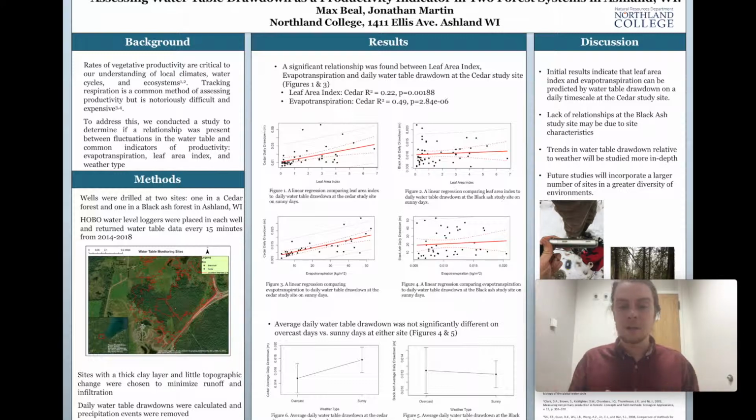And again, we want to keep investigating our trends in water table drawdown relative to weather type, because while we didn't find anything statistically significant in this analysis, we think that maybe with a greater study area and a greater sample size, the data might be worth analyzing again. So in conclusion, future studies will need to incorporate a larger number of sites in a greater diversity of areas, and we would just like to keep on collecting more data and see where this goes.